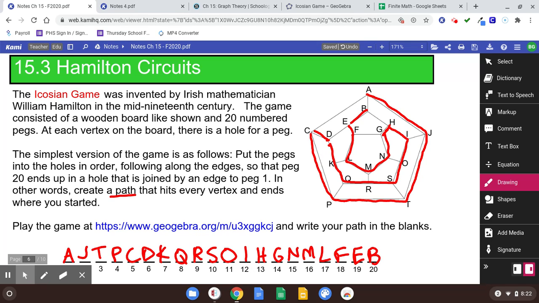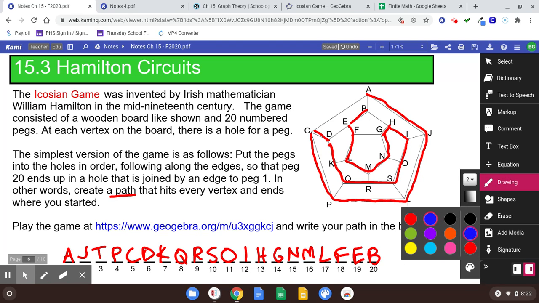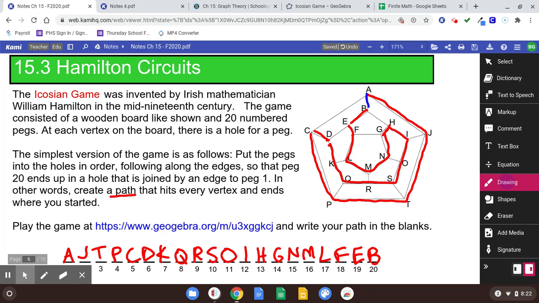So, that's a path because we're finished. But if you think about it, we're trying to get back to A. So that would make it a circuit right there. So we're trying to find a path from a vertex all the way around, hit all of the different holes in that board, and try to get back to the start. That's a good illustration of a Hamilton circuit.